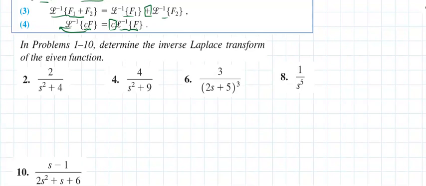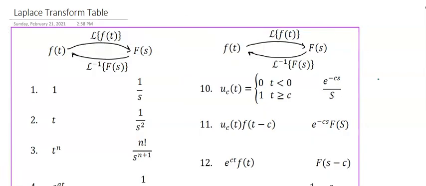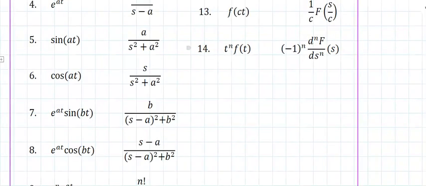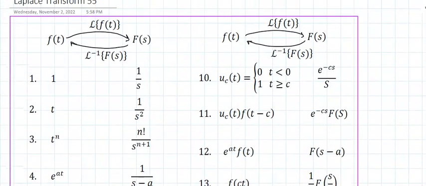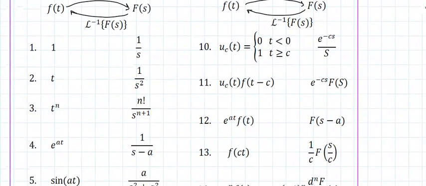Here what we're doing, we're looking at this table, and now we're going backwards. So going backwards, again, you're going to number those for me.